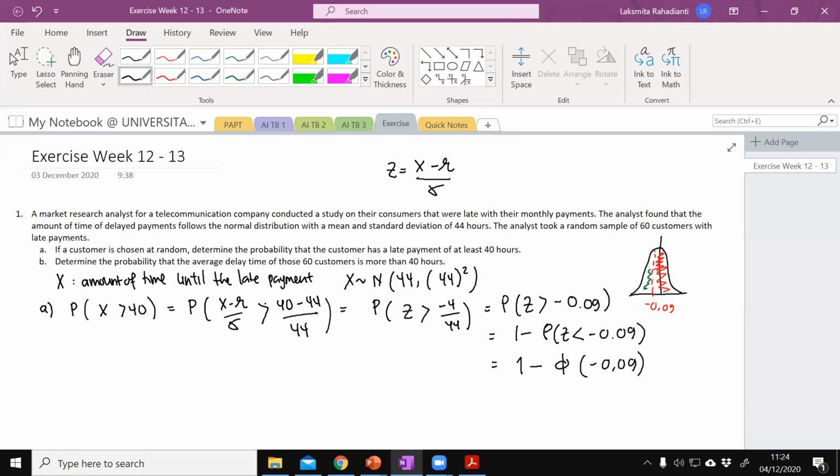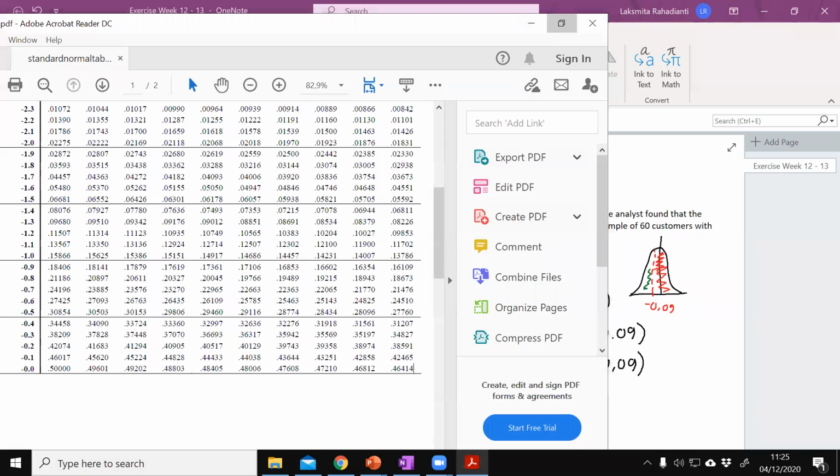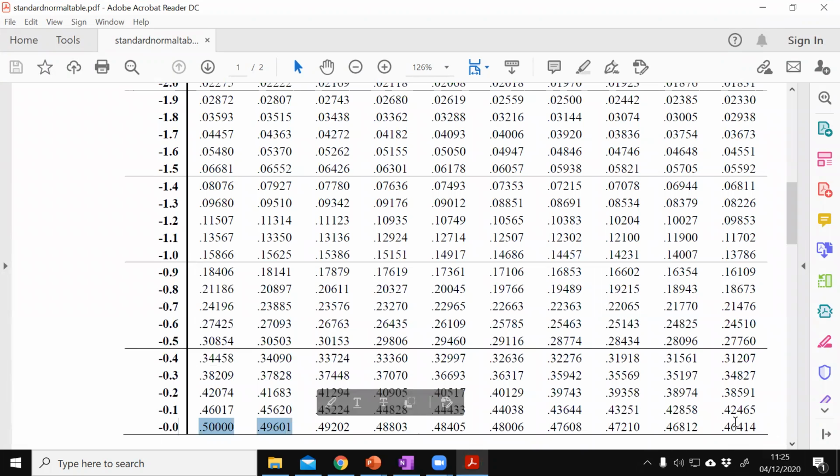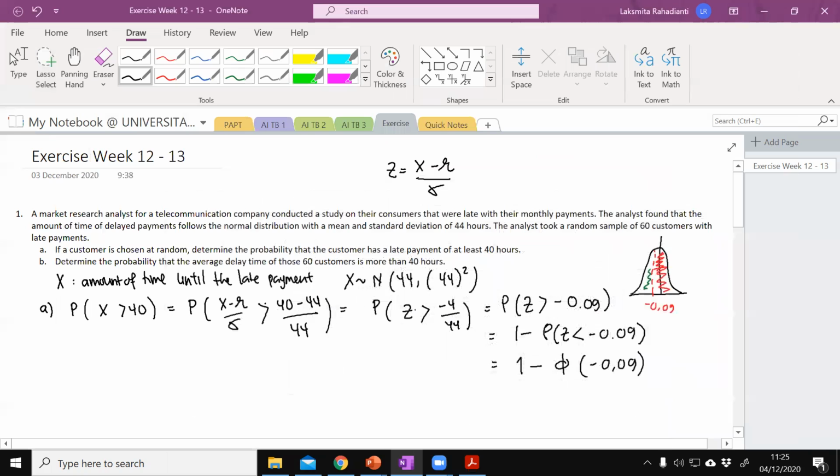If we look at the table, we can look this up real quick. Minus 0.09 would be this entry here, 0.464. So this will be 1 minus 0.464, which is somewhere around 0.536. Okay, so that's the answer for the first question, A.